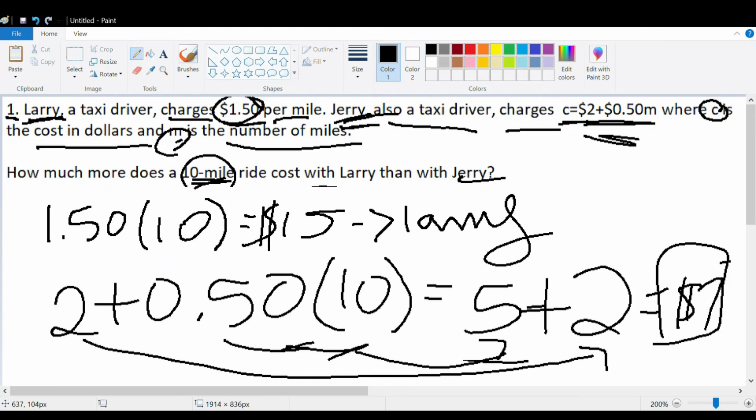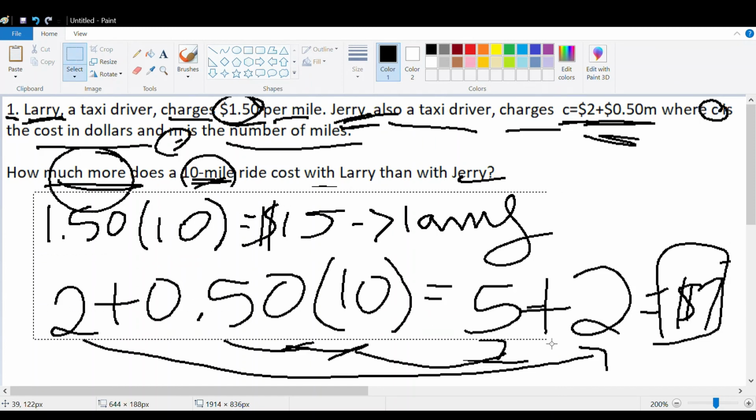And what they're asking is how much more? That's a very key phrase right there. How much more? That means we have to subtract Larry and Jerry's 10-mile amount of cost, and that is the answer. That is how much more. So let's delete this. Make sure you have written this down.